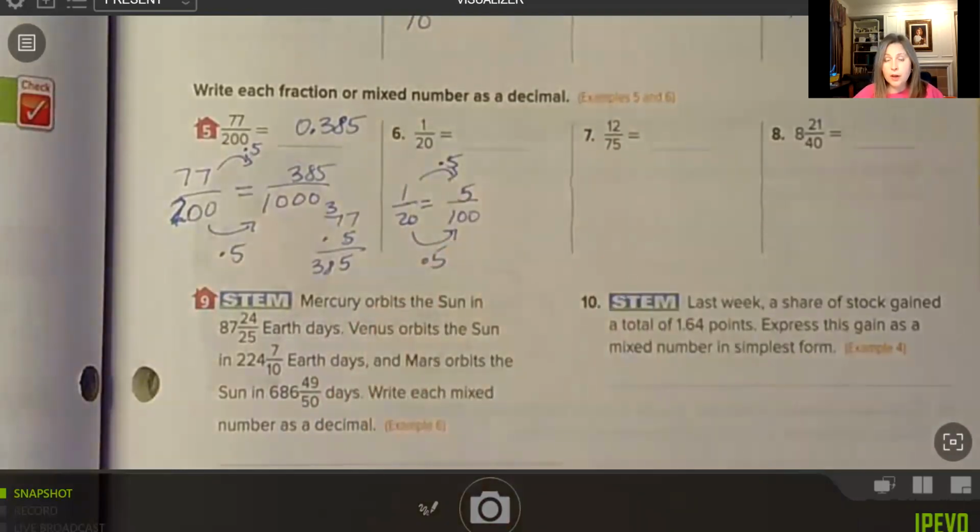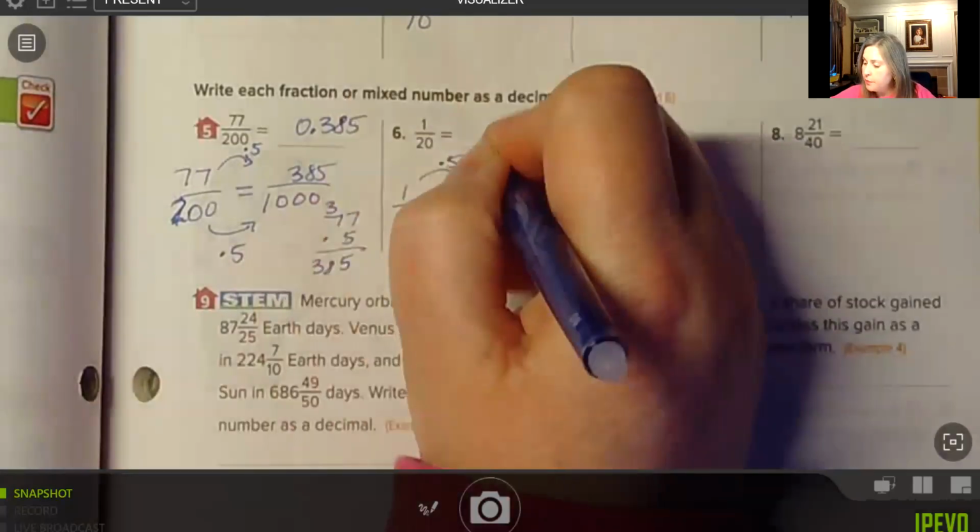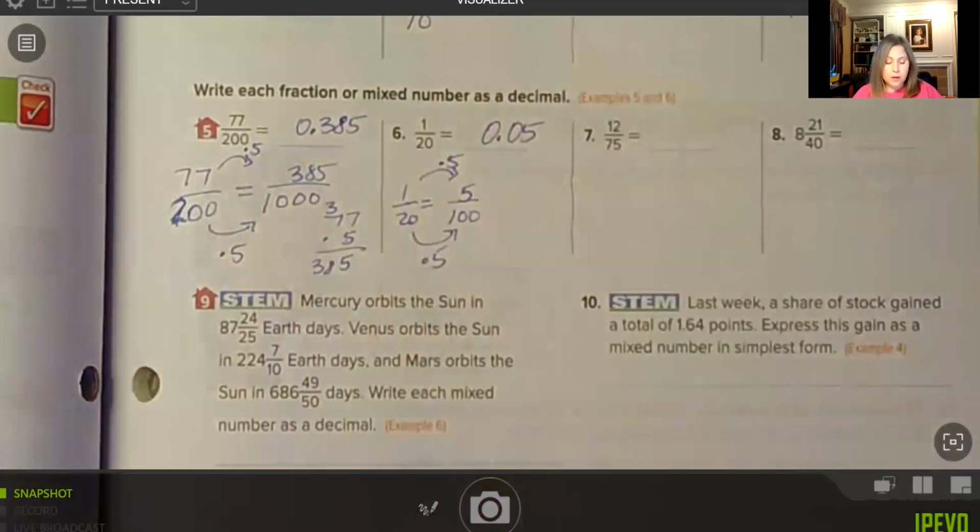So this would be 5 hundredths, which is 0.05. So 5 hundredths. Now 75 is our denominator. 75 doesn't go evenly into 1,000 or 100. It doesn't go in easily. So I'm going to try one more thing before I resort to long division.